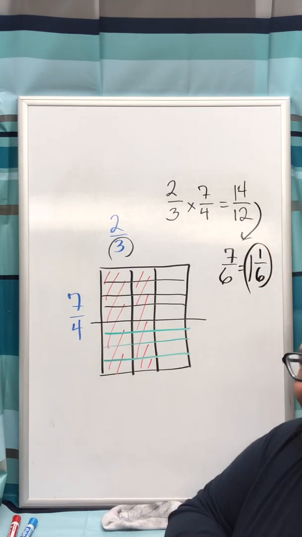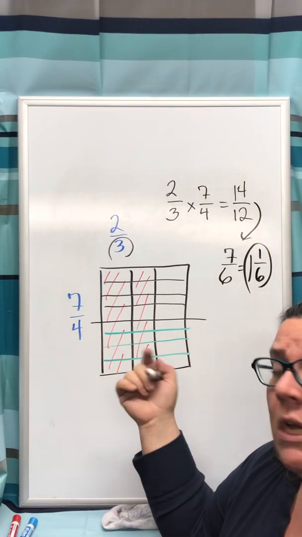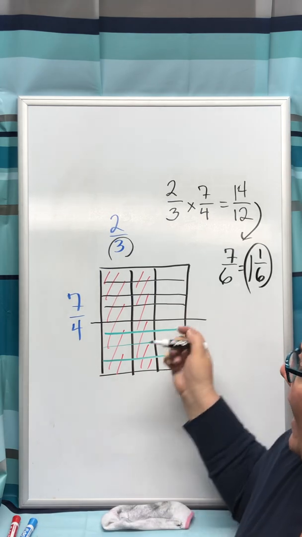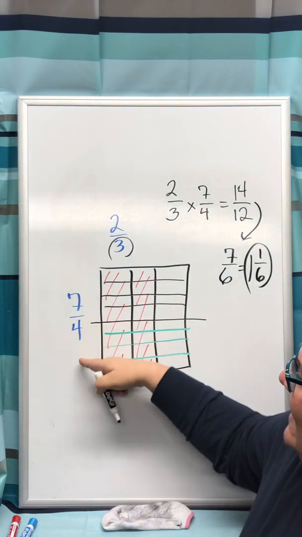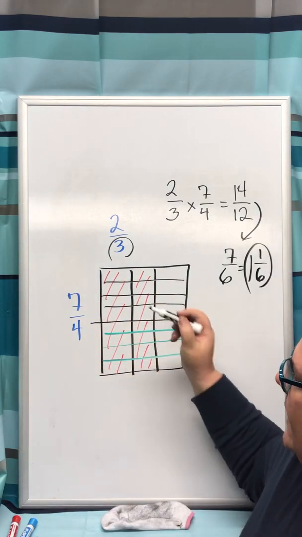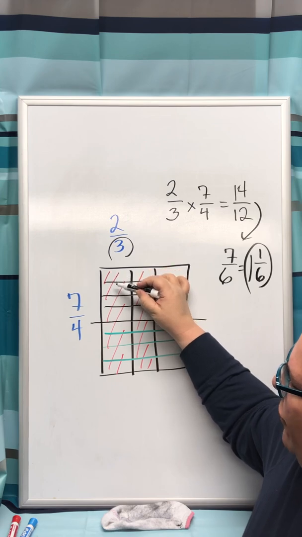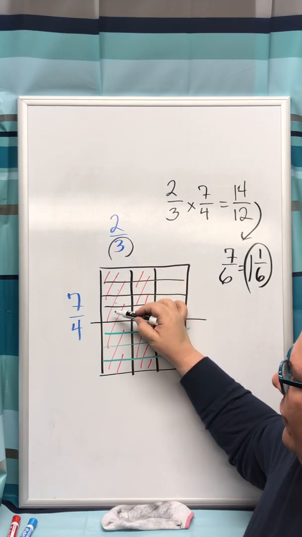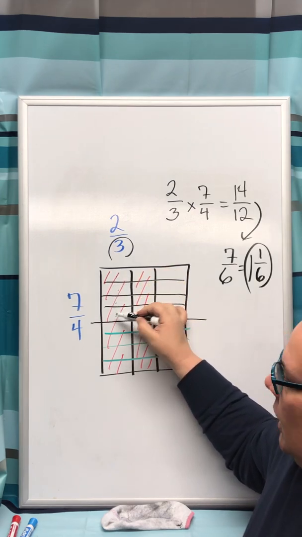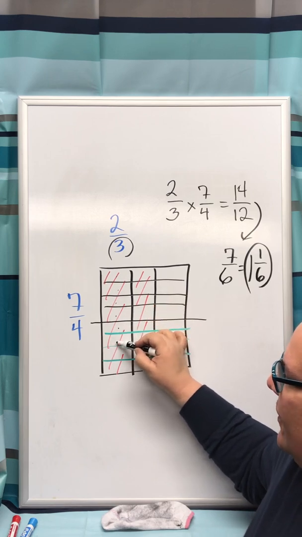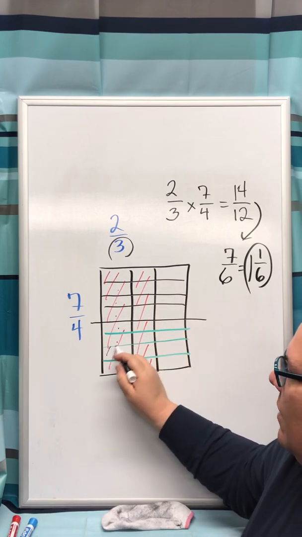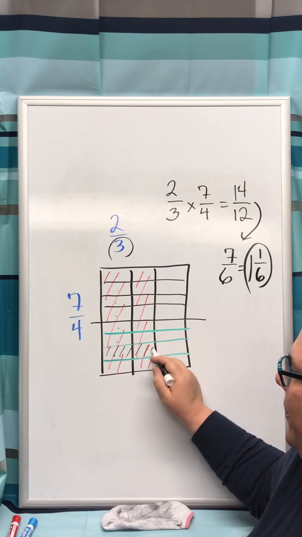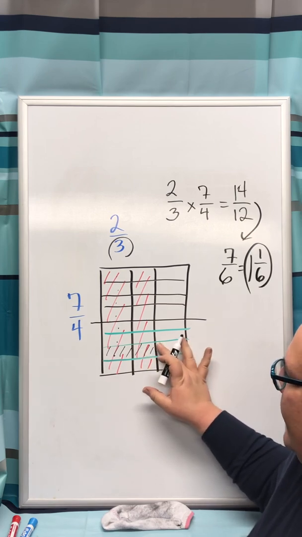Now, how can we then apply it to this chart? So I have my 7/4, which means I'm doing 1/4, 2/4, 3/4, 4/4. That's a whole. 5/4, 6/4, 7/4. So I'm only going to be going to here. Oops, I have too many over.